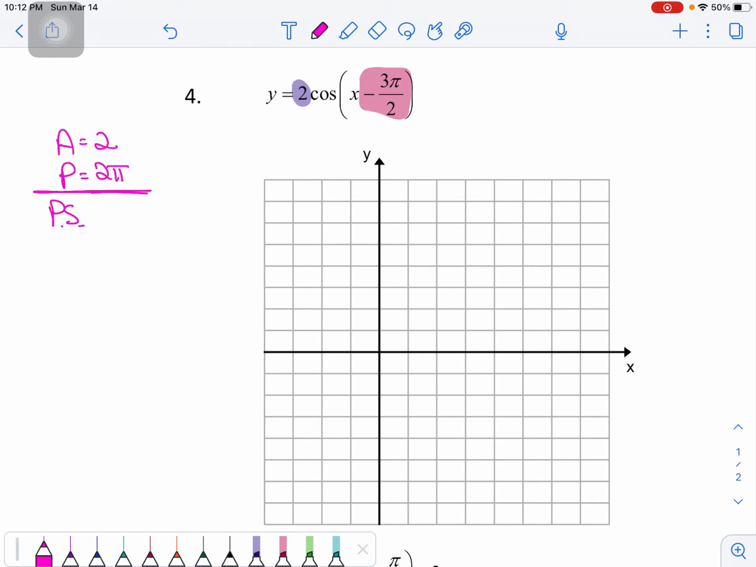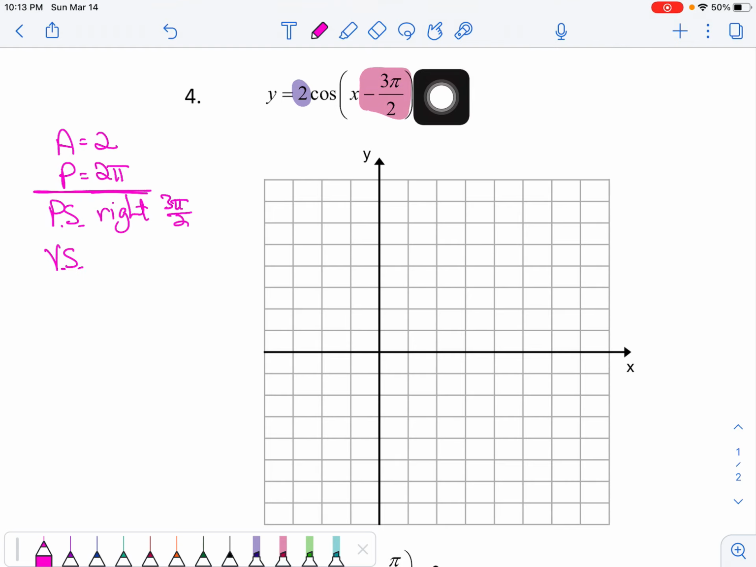We've got a phase shift in this case. We are subtracting something directly from x in the argument, so it's in the parentheses, to the cosine curve. So minus 3 pi over 2 is actually going to shift to the right 3 pi over 2 units. And I'll figure out how many actual spaces that is once I've labeled the x-axis.